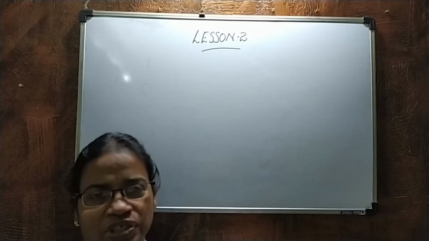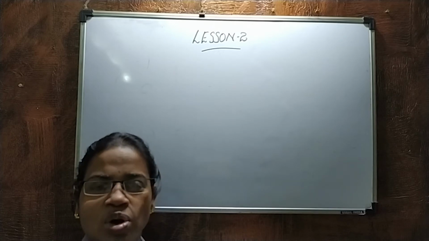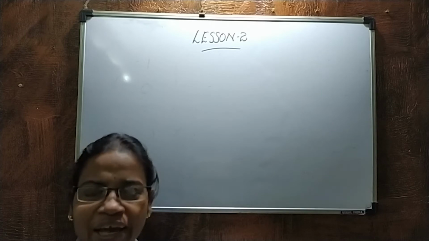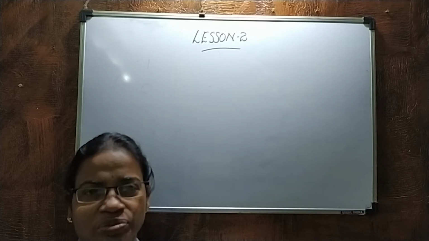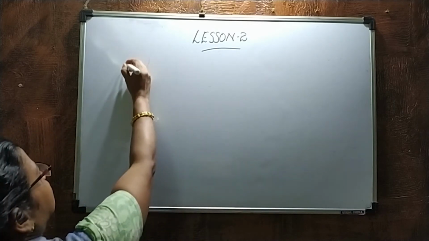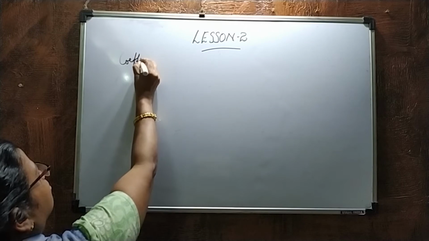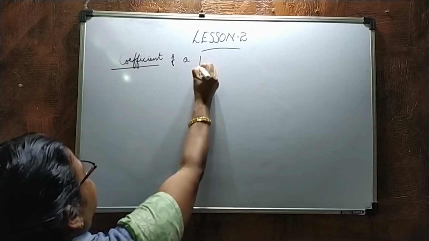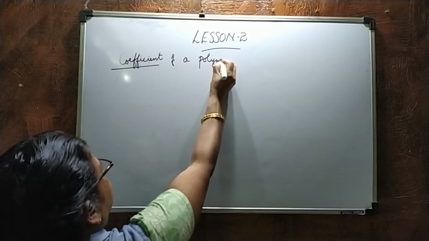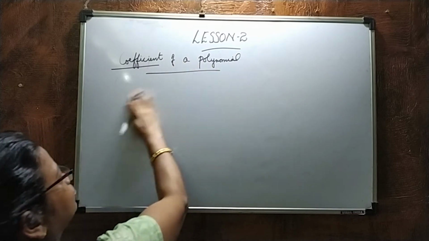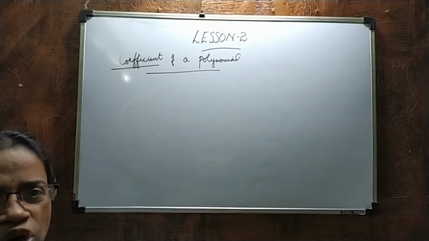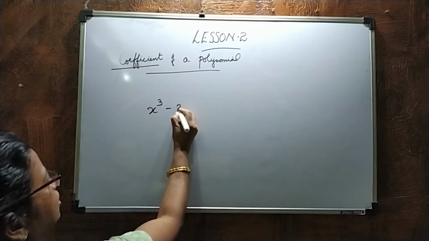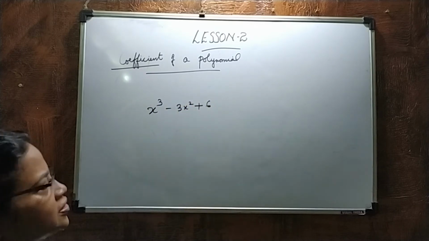Each term has coefficients. So remember about the owners of houses, owners of shops, and like that we can think about the coefficient also. Now just listen. So each term of a polynomial has a coefficient. Suppose x cube minus 3x square plus 6.